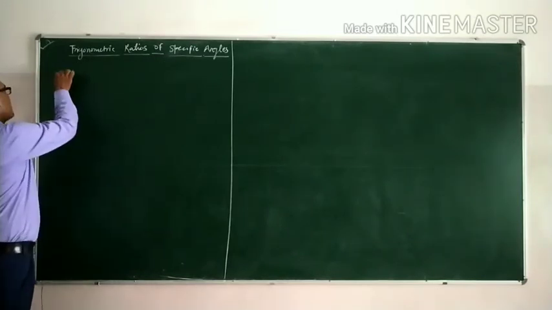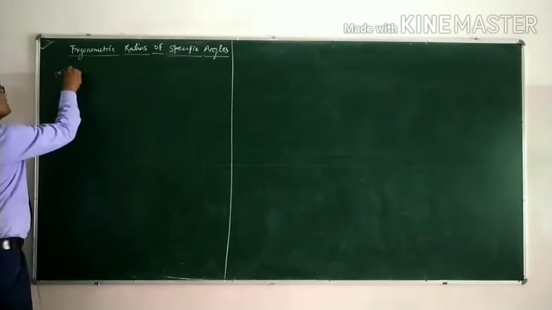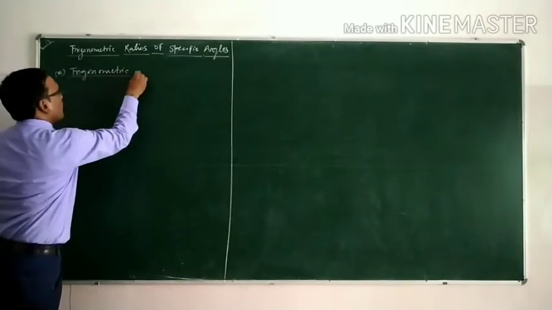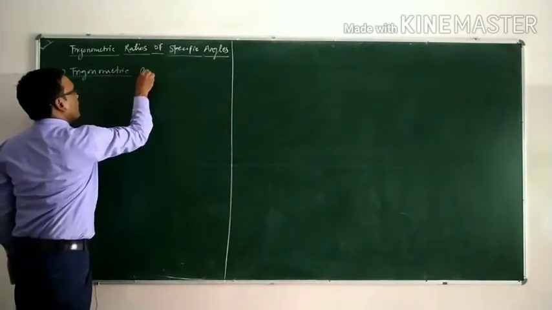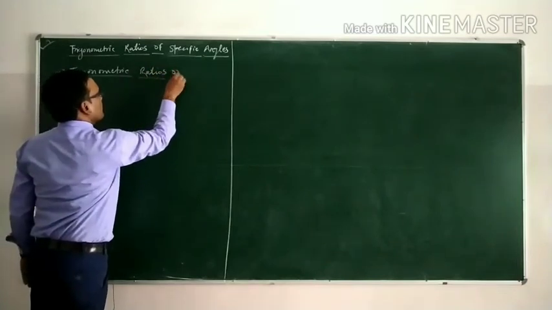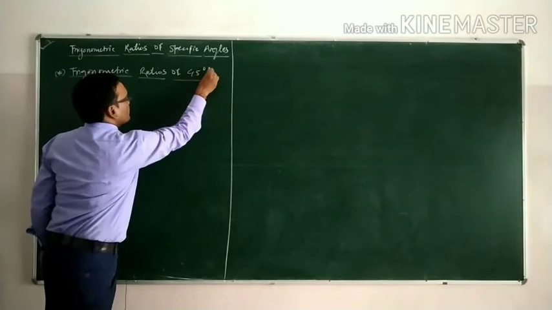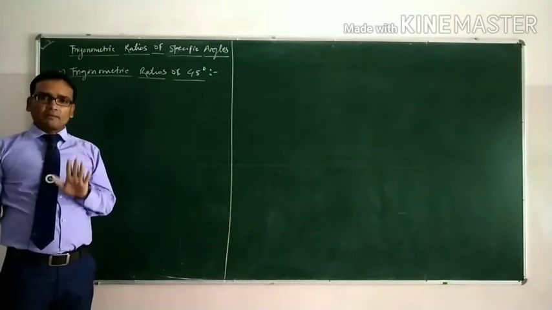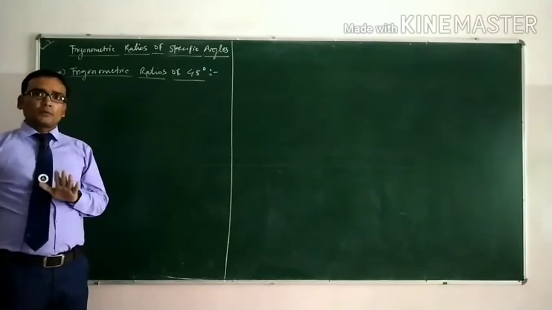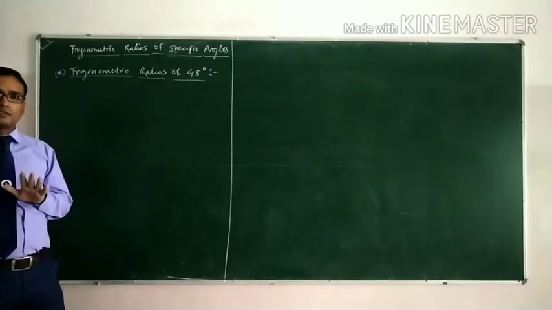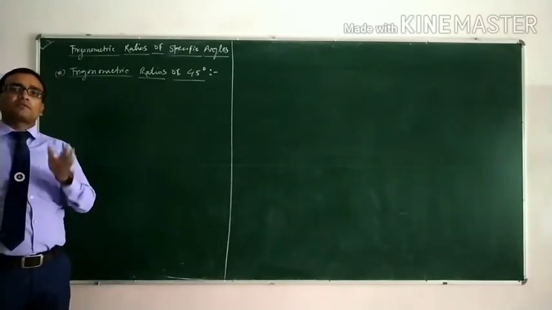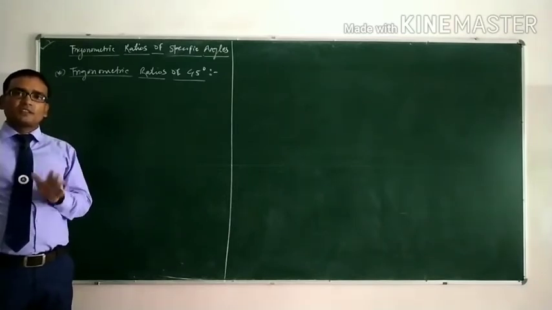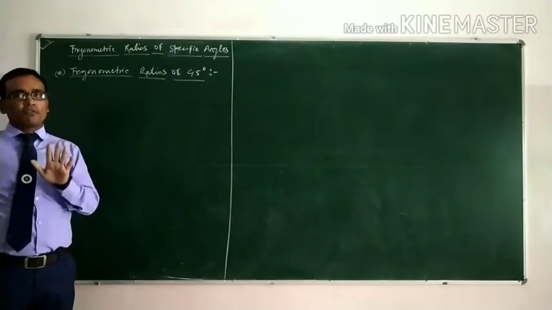First we take them one by one. First, trigonometric ratios of 45 degree. Okay students, we find the trigonometric ratios for 45 degree. That means we wish to find the value of sin 45 degree, cos 45 degree, tan 45 degree, cosec 45 degree, sec 45 degree and cot 45 degree.